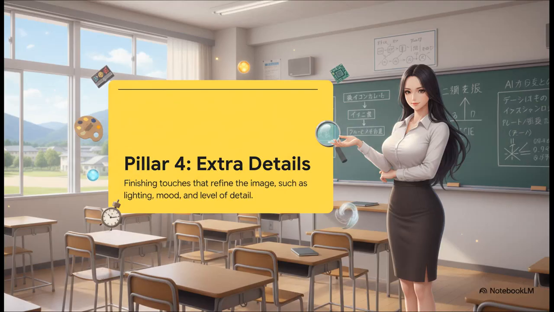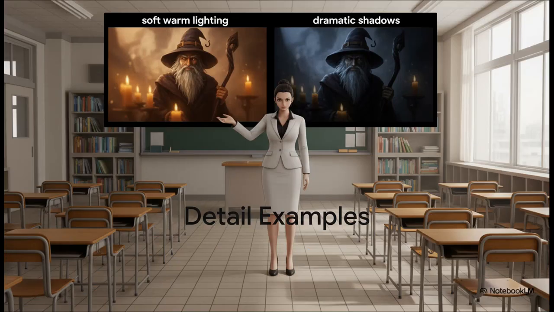And finally, we get to our 4th and final pillar, extra details. I want you to think of these as the finishing touches, the polish. This is where you add those little keywords that take an image from just good to great. We're talking about things like lighting, mood, color, and how detailed you want it to be. Now, these might seem like just small keywords, but trust me, they have a massive impact.